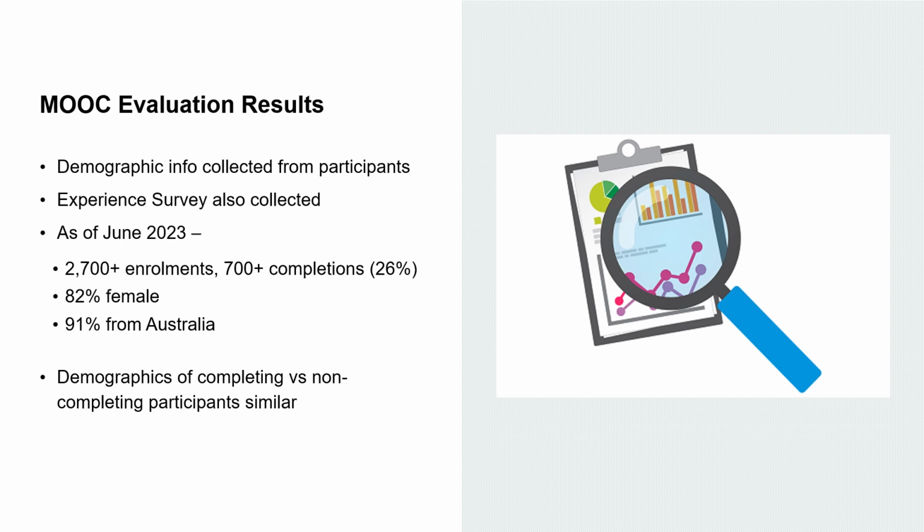So as of June 2023, we've had in excess of 2,700 enrolments, of which 700 or more people have completed, so about a 26% completion rate, which is really good. Of those participants, around 82% of them are female and 91% of them are from Australia. We had a look at the demographics of people who completed the MOOC versus those who had not, and there were no patterns emerging there.